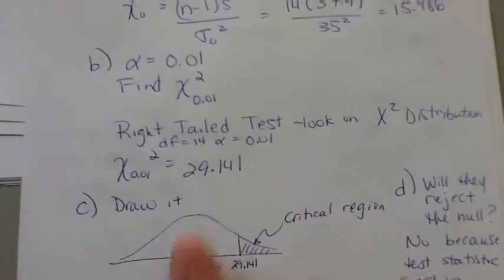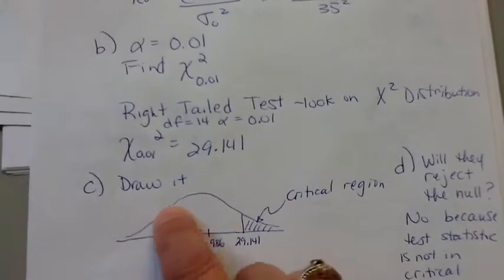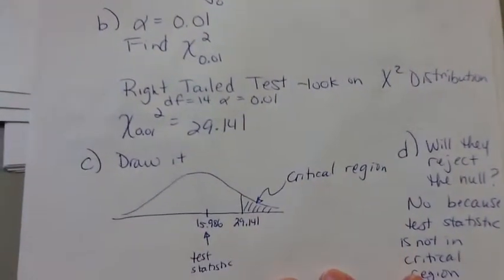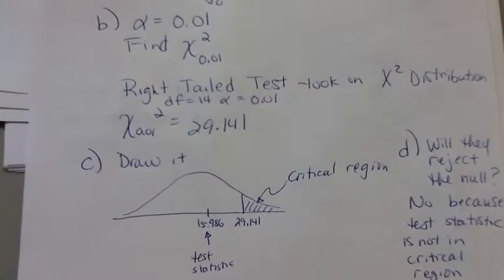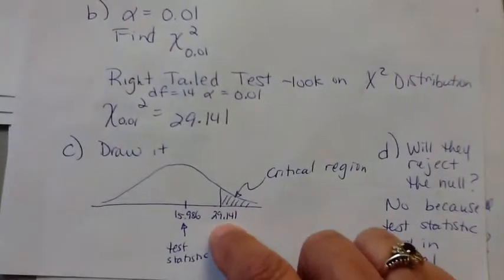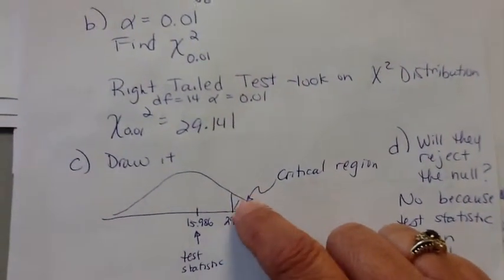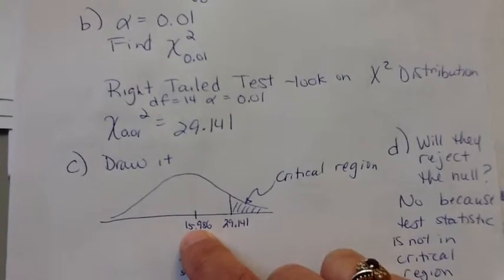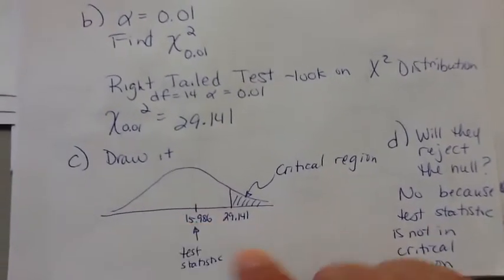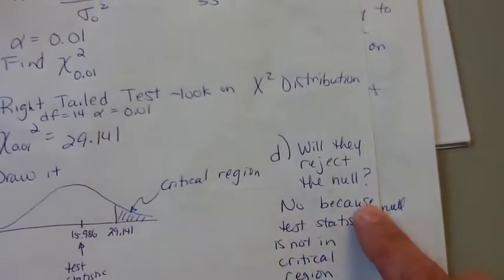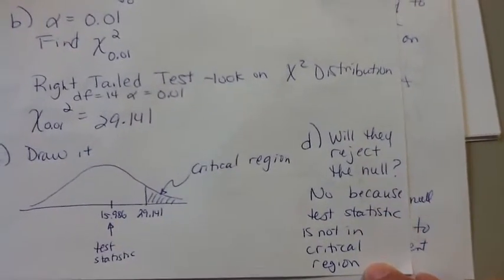Now they want us to draw it, so it's always a good idea to draw these. There is my chi-squared distribution. It's not necessarily symmetric. Since this is my critical chi-square, this is the critical region. This was my test statistic, so guess what? We're not going to reject the null, and it's because the test statistic is not in the critical region.